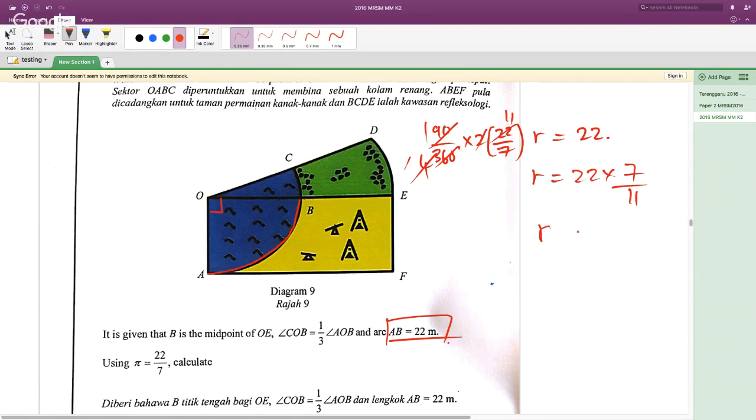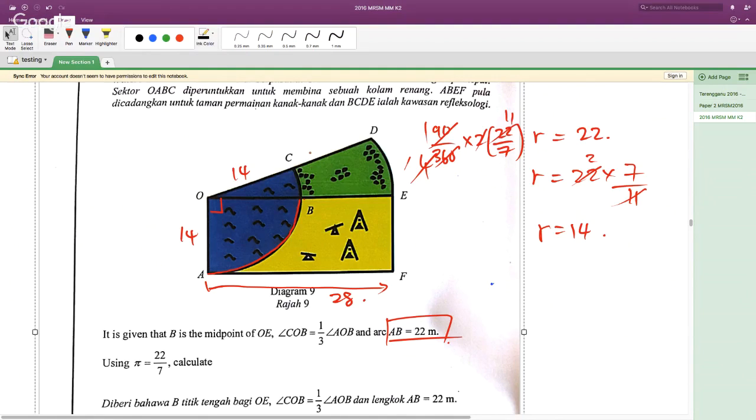So r basically is equals to, it's very big, 14. So r here is 14, here is 14. So the total length here is basically 28. Because just now I thought it's A to C, so I got the whole equation wrong. So I hope this time I do it correctly. Let me just double check. 1 over 4, 44. 44 divided by 4 is 11. Move to the other side, 7 over 11 is 22, 14. I'm pretty sure this time is correct.